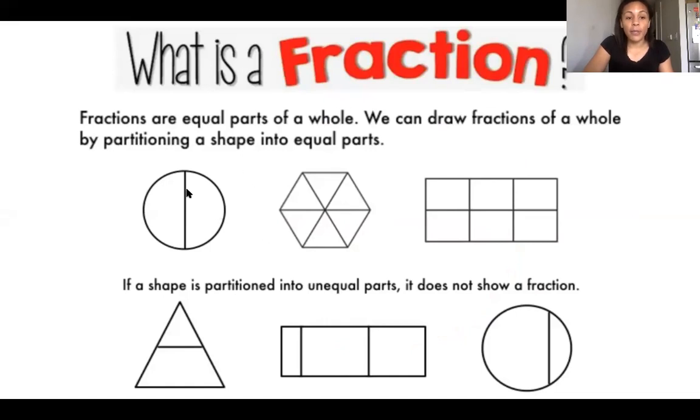So let's take a look at these shapes right here. We have a circle. This circle was partitioned or cut into two equal parts. So this is our fraction because the two parts are equal. Let's take a look at this hexagon over here. This hexagon was cut or partitioned into 1, 2, 3, 4, 5, 6 equal parts. Okay, all 6 parts are equal, so this is a fraction. It would be fair for all 6 different people to take a slice, and they would all be the same.